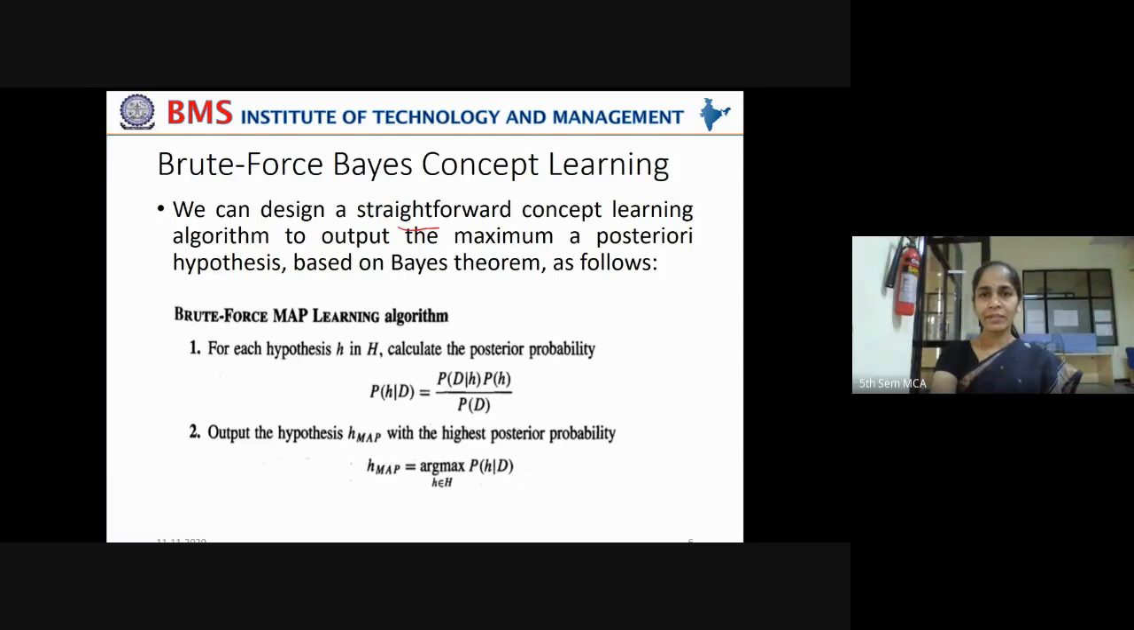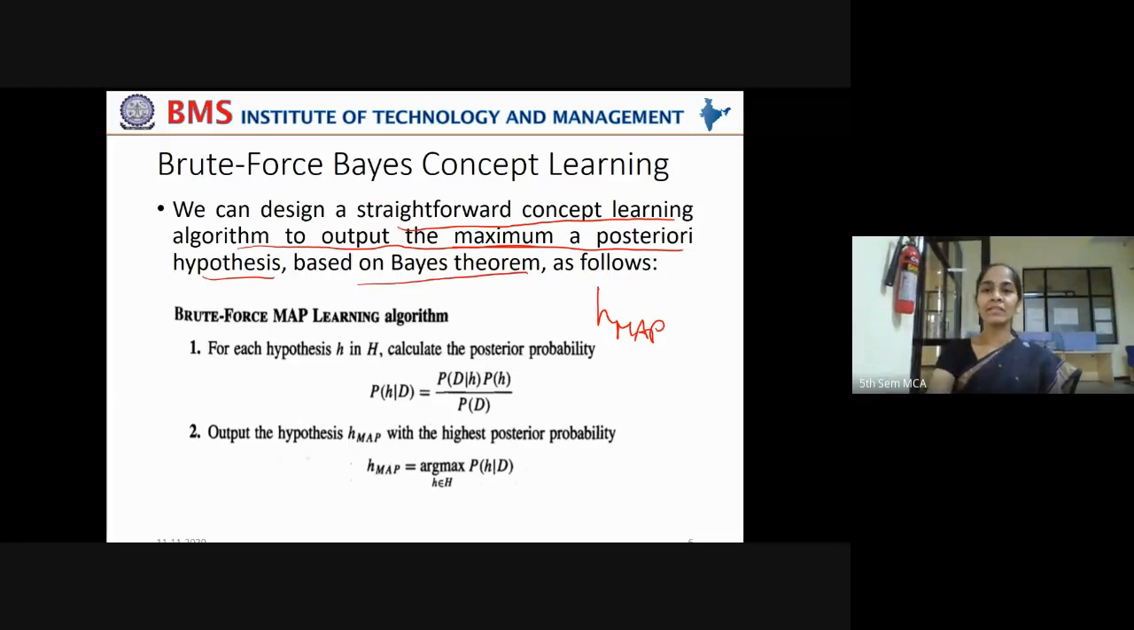We can design a straightforward concept learning algorithm to output the maximum a posteriori hypothesis. You know what is maximum a posteriori hypothesis, right? You calculate the posterior probabilities of various hypotheses, and whichever hypothesis has the maximum probability, that is called your maximum a posteriori hypothesis. This I explained in your first lecture. You remember? HMAP. This is called the maximum a posteriori hypothesis. You calculate the probabilities of all the possible solutions and take out the one with high probability, that is called your maximum a posteriori hypothesis.